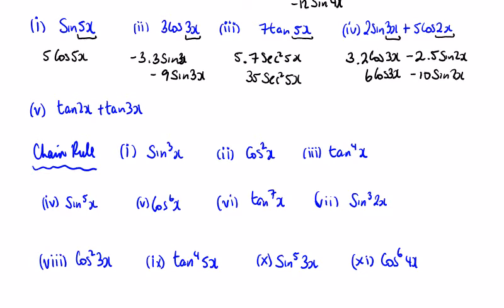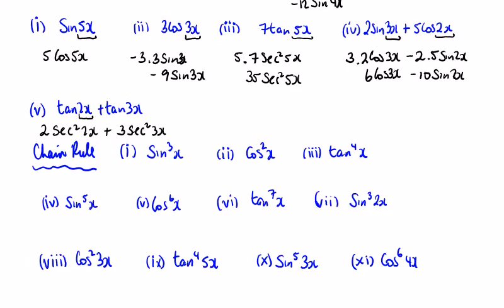Tan 2x plus tan 3x. 2x goes to 2. Tan 2x goes to sec squared 2x. And similarly, this is going to become 3 sec squared 3x.